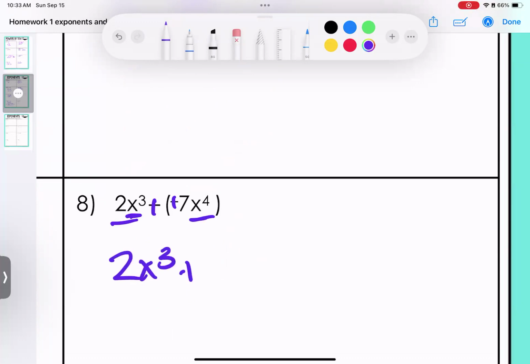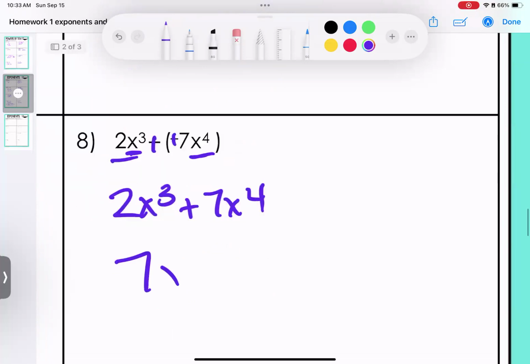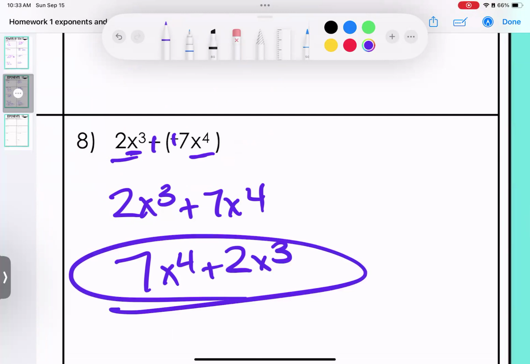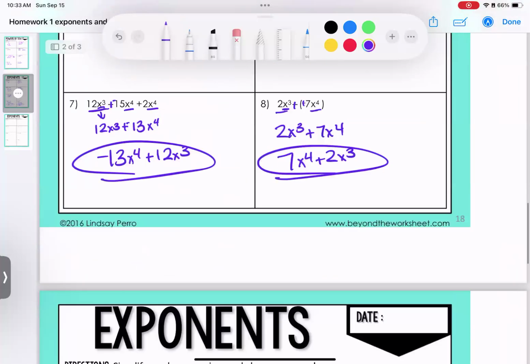That is all that we can do. And again, best practice is to put them in order from biggest exponent to smallest. If you have questions on this page, as always, please bring it with you to class.